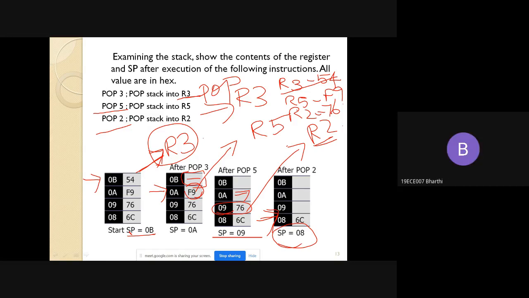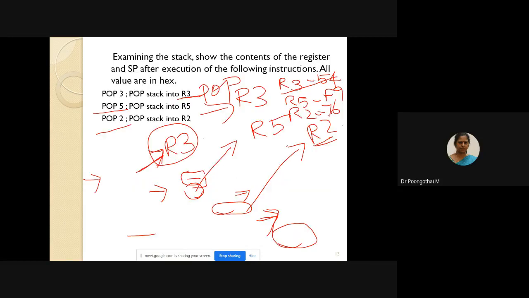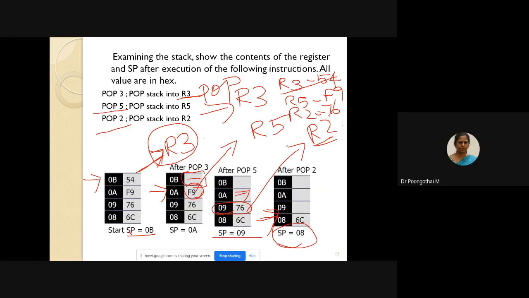Ma'am, I have a doubt. In the previous problem, there was a statement which said default stack area. What is the meaning of default stack? Assume default stack area means your default register bank selection. What is the default register bank selection? R0. So that area should be considered for this problem. That is the default stack area.